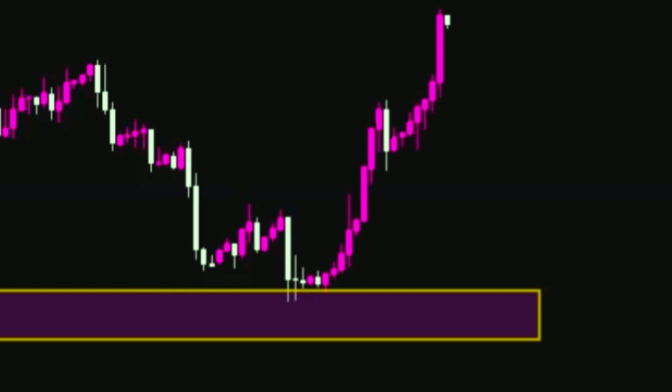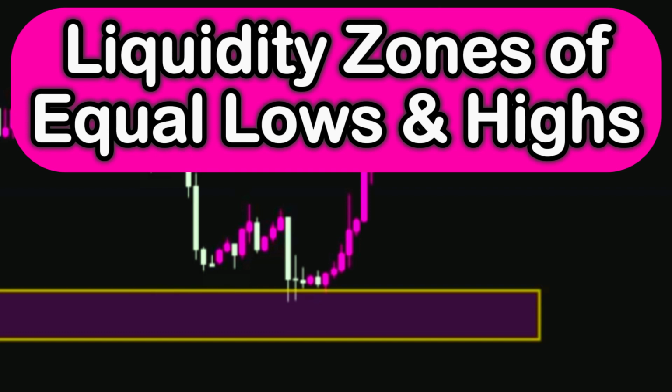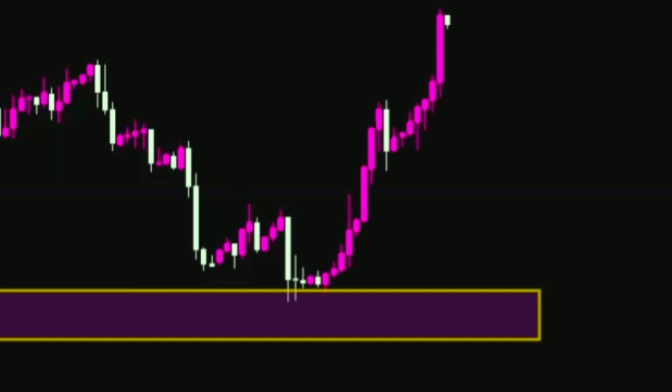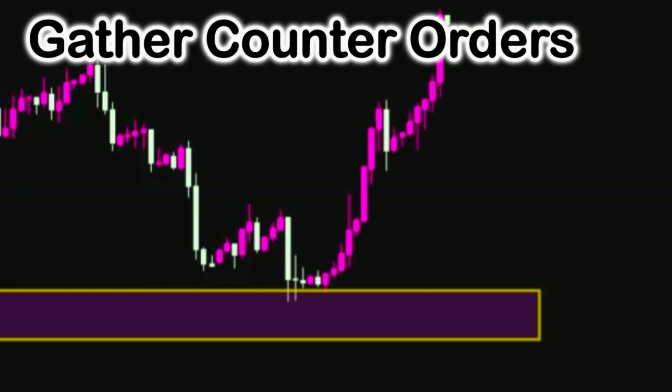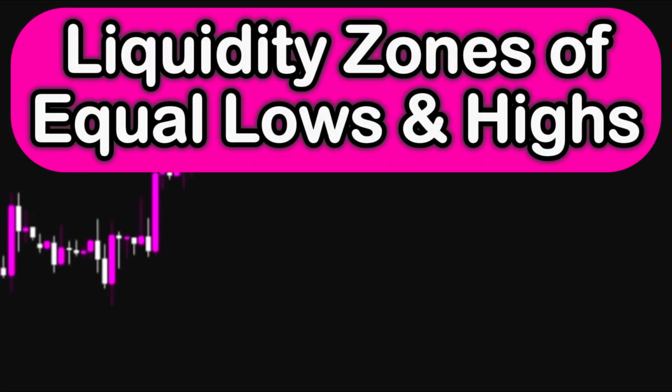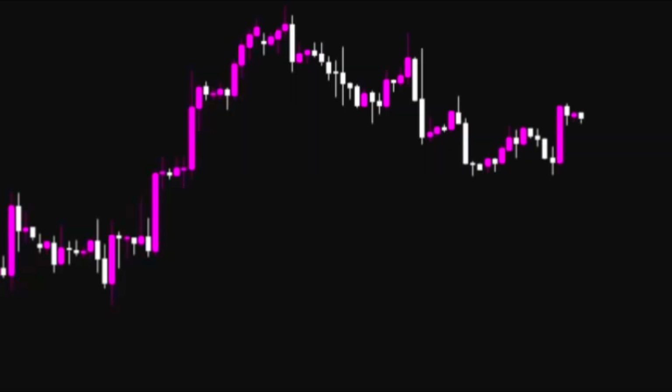Now let us learn about the fifth concept, which is liquidity zone of equal highs, also called M pattern, and equal lows, also called W pattern. The basic idea behind creating the liquidity zones by the smart money is to gather counter orders which are needed in order to initiate their long or short trades easily into the market. The market mostly creates these two types of liquidity zones as it helps in gathering more counter orders, as a lot of retail traders and small institutions use this analysis of equal lows and equal highs to initiate their long or short trades into the market.